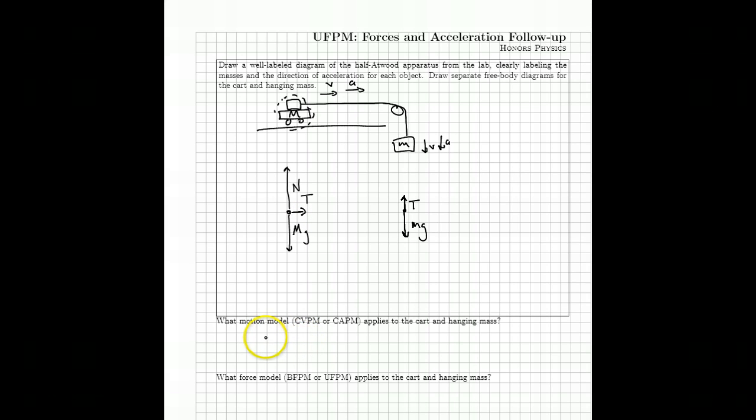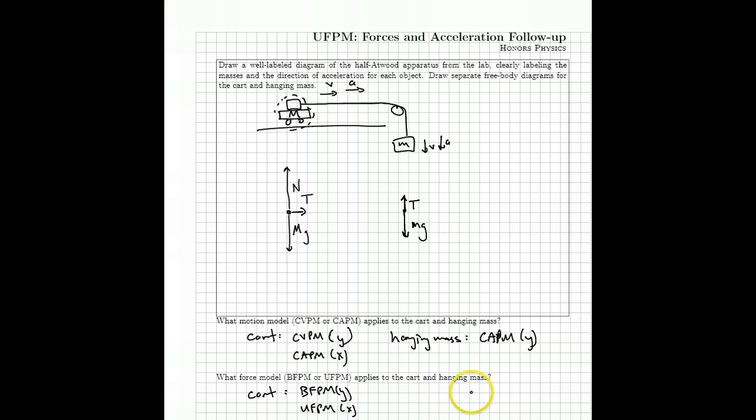So we see that for the cart, it's in CVPM in the y dimension and CAPM in the x dimension. So we know, because the cart is not accelerating up or down off the plane, but it is accelerating to the right. For the hanging mass, it's in CAPM in the y, and CVPM in the x if you want to say that, but there's nothing exciting happening in that dimension. Which tells us that for the cart, the forces are balanced in the y and unbalanced in the x.